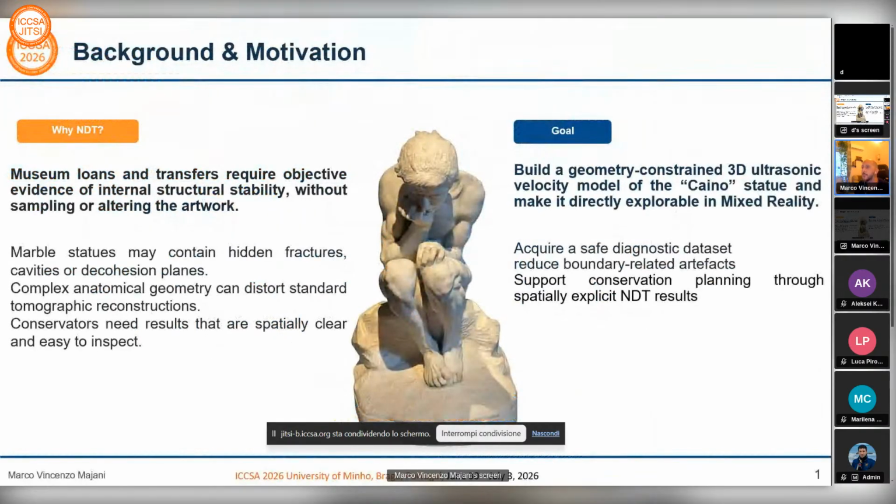The starting point of the study is the conservation problem. When a museum plans a transfer or any movement of a monumental artwork, it needs objective information about the internal condition of the object. For a marble sculpture, the surface may appear stable while the interior can contain hidden fractures, small cavities, decohesion, or areas of mechanical weakness. For this reason, non-destructive testing is essential. The investigation must provide useful structural information without sampling, drilling, or altering the artwork.